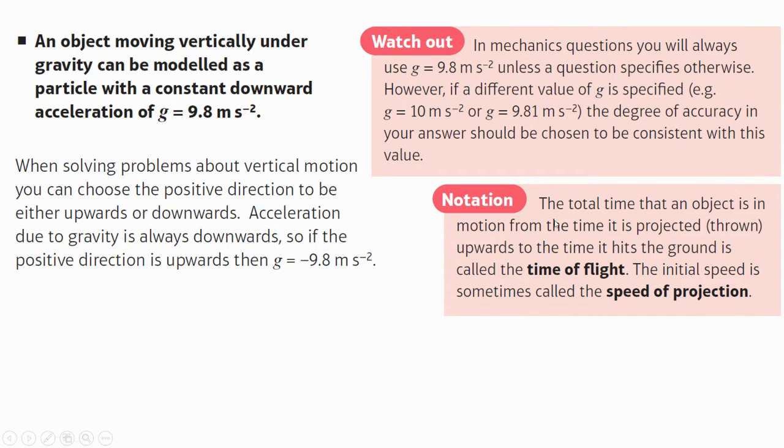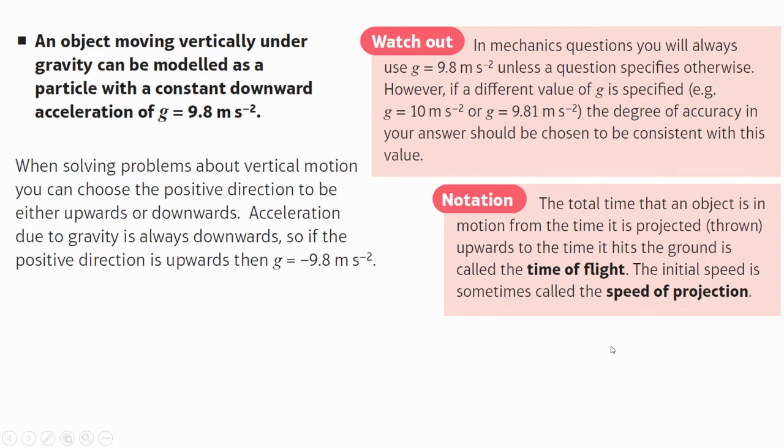So just be clear with a little diagram about which way your positive is, and make sure you get this sign right. Another thing is, when somebody says total time that an object is in motion, from the time it's projected to the time it hits the ground, it's called the time of flight, and the initial speed is called the speed of projection. So if you see those in questions, you'll know what they mean.